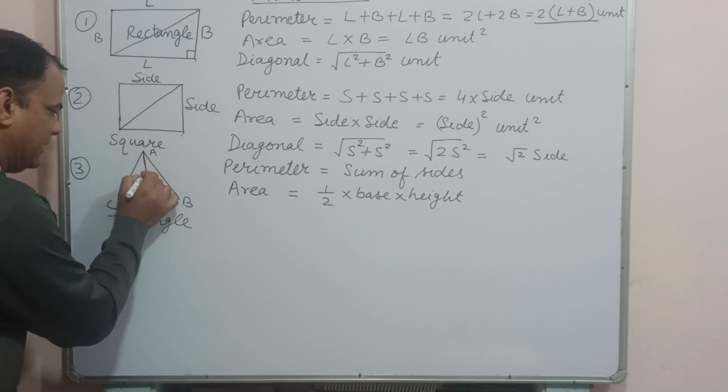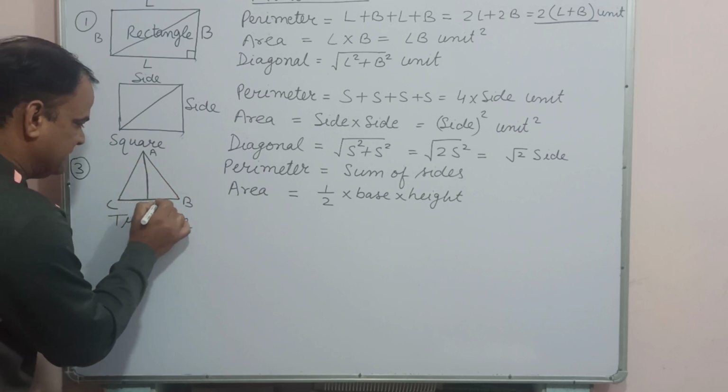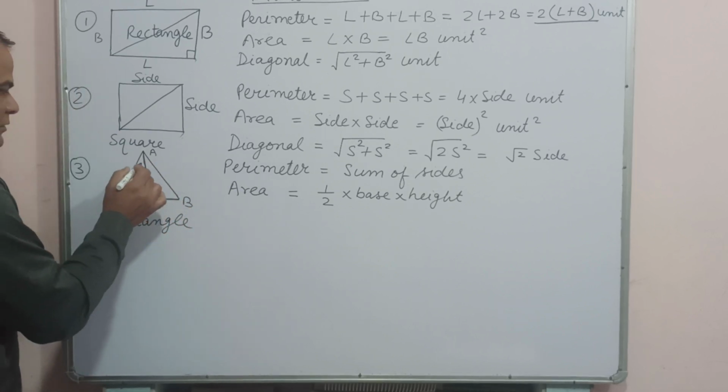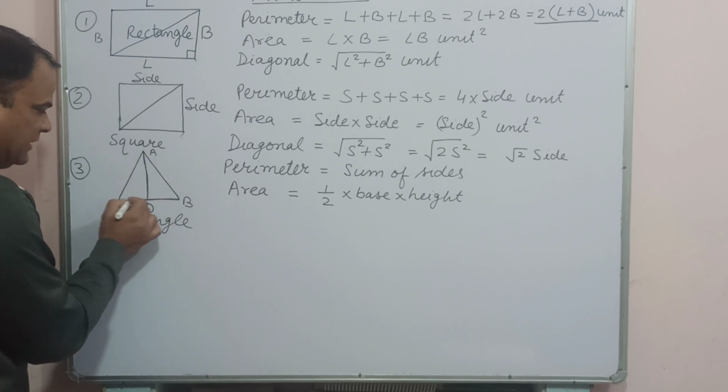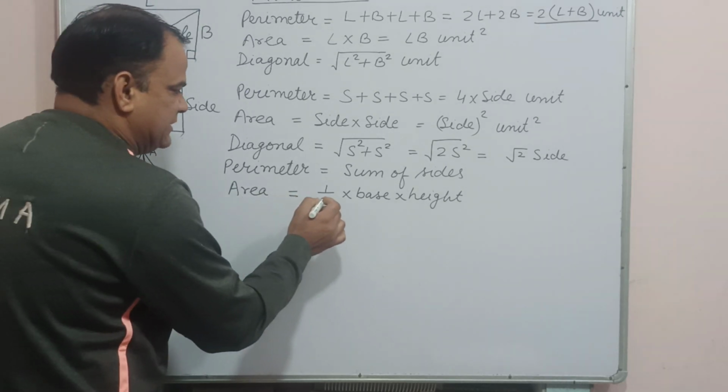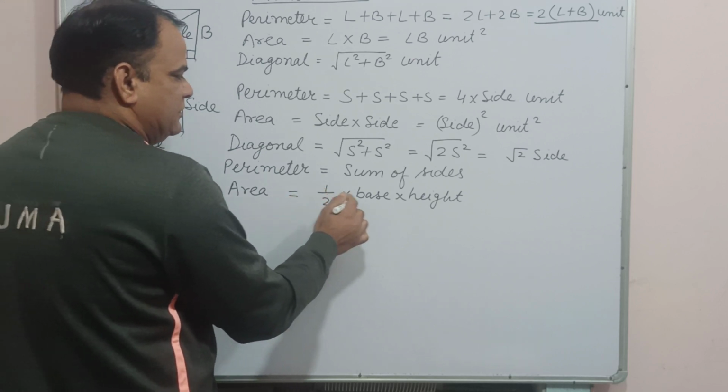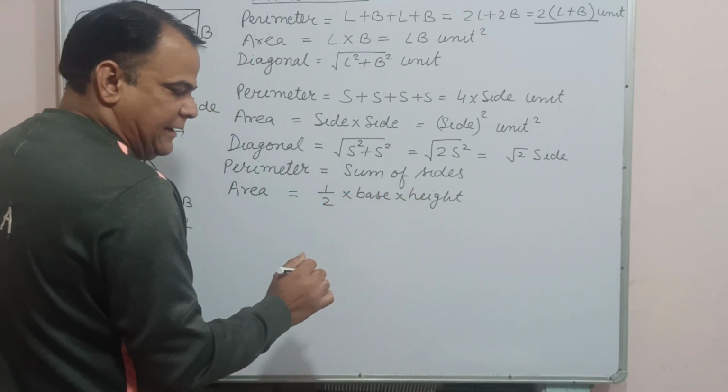This is the height, and we will take BC as the base because this height is on the side BC. So we can say that area of triangle equals half base into height.